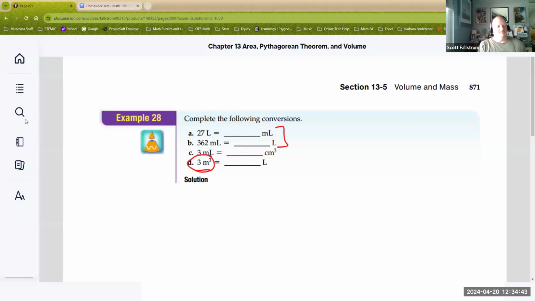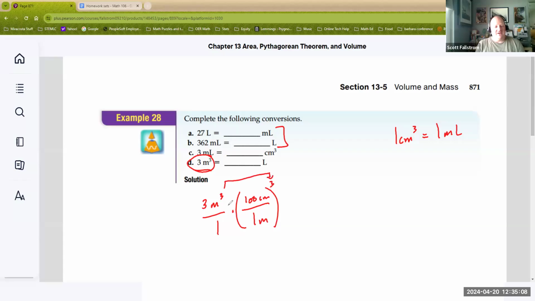So here we go. If we have 3 cubic meters, I want to end with liters. Well, I don't know how to do that, but I do know that 1 cubic centimeter is the same as 1 milliliter. Okay, so let's go through and do our calculations. 1 meter is 100 centimeters. I'm going to put cubed on here because it's meters cubed. Now what's going to happen there? The meters cubed are going to go away. I'm left with centimeters cubed.